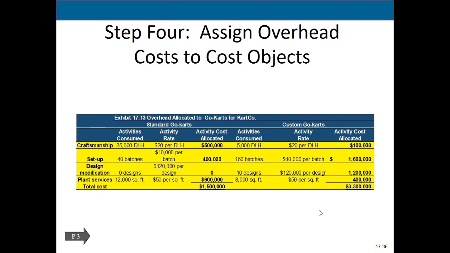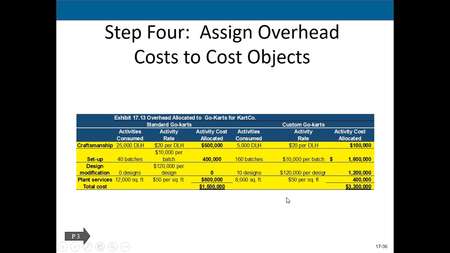So what has to happen though here is that we can get down to the activity cost allocated for each pool for standard go-karts and for custom go-karts. And you'll see what's happening. Now I have $1.5 million of activity cost allocated for standard go-karts and $3.3 million for custom go-karts. Isn't the $3.3 million plus $1.5 million the original $4,800,000 that we were talking about? And the answer is absolutely it is.